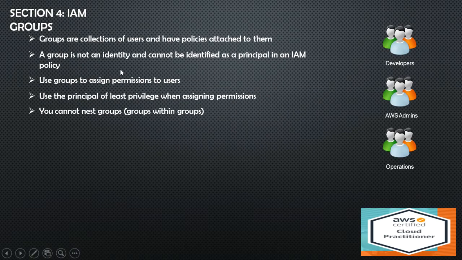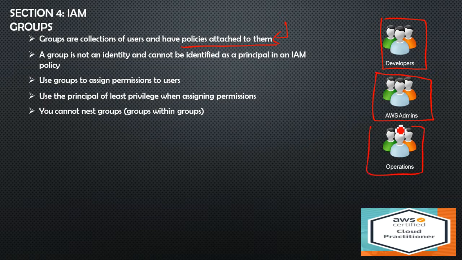So next is the IAM Groups. So this is basically a collection of users. That is what this line is saying. Collection of users and have policies attached to them. So that policy is actually attached to the group, and all the users part of that group will have those policies. So you can say you have a group for developers, you have AWS admin groups, you have operations group. So all these groups will have different policies, right? That makes it easy to manage, right?